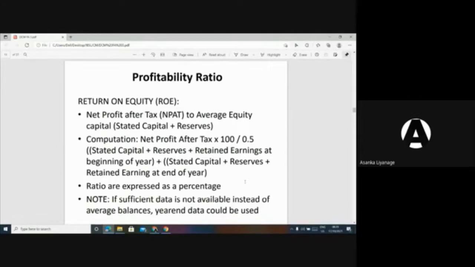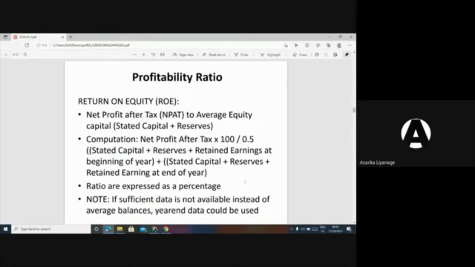Therefore, if an item is from the income statement and another item from the balance sheet, when it comes to ratio calculation, the item from the balance sheet should be the average one. That's why I used here net profit after tax to average equity capital. Not equity capital, average equity capital. Here beginning one, here ending one, add both, then divide by 2.